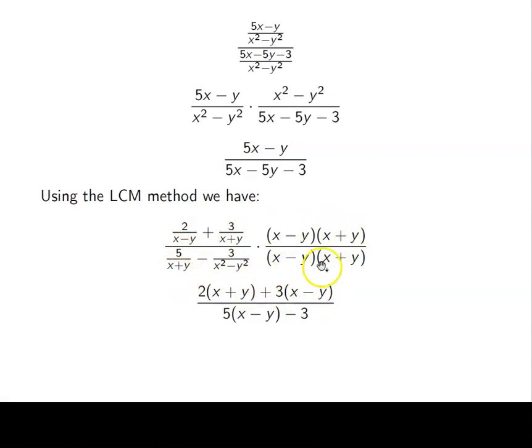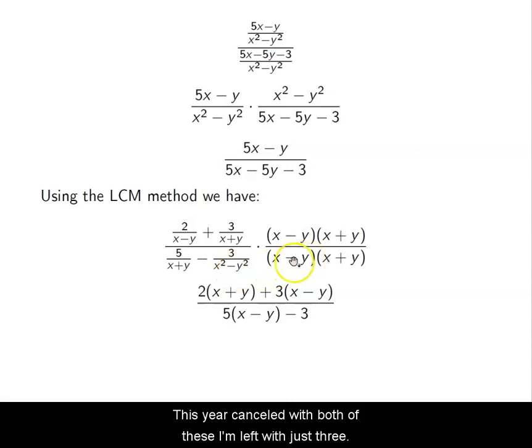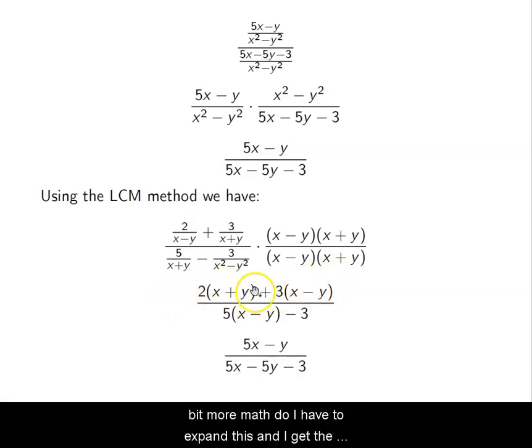Here, if I multiply by both, the x plus y cancels, x minus y stays. On the 3 term, this here cancels with both of these, and I'm left with just 3. And if you notice, I'm left with just a single rational expression. So I kind of jumped straight to this thing. There's just a little bit more math to do. I have to expand this, and I get the exact same thing that I had before.